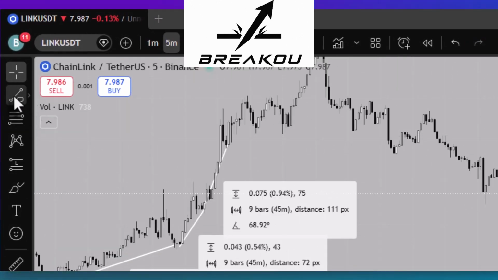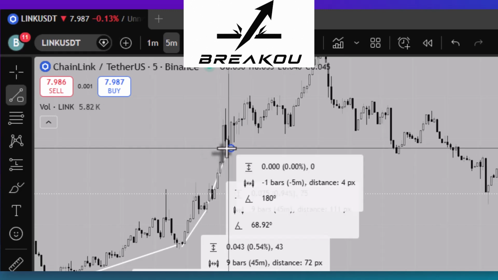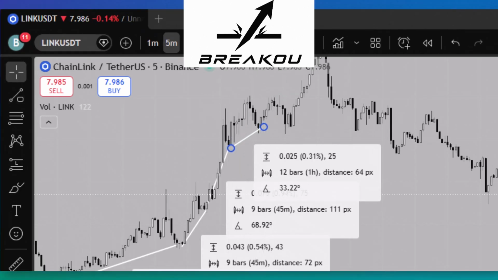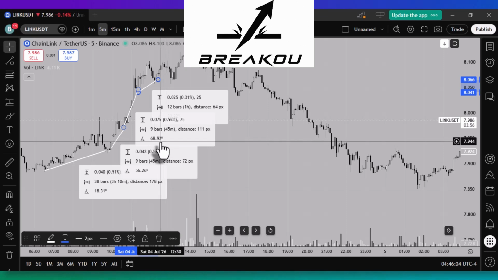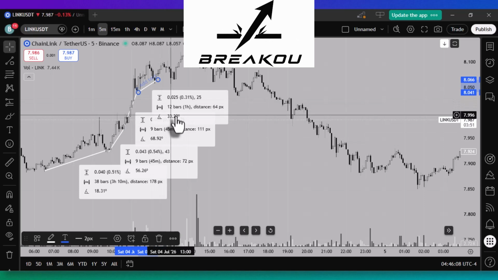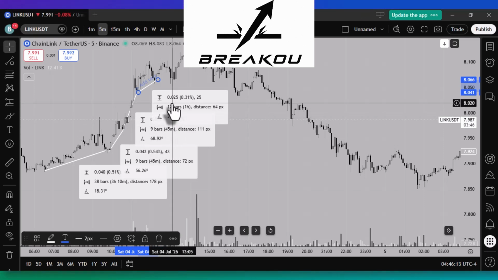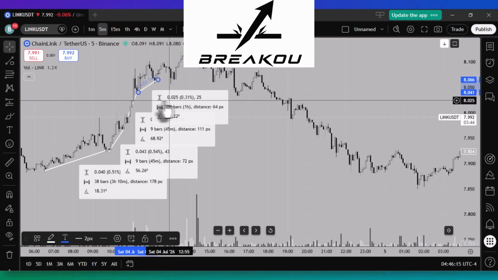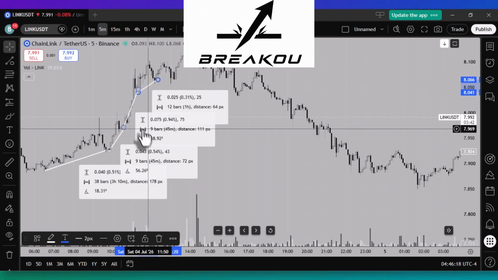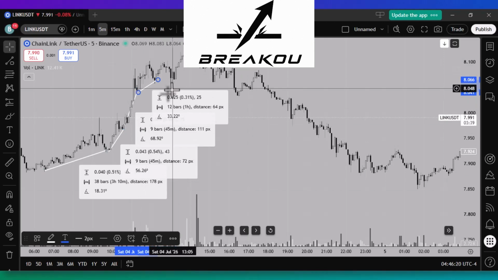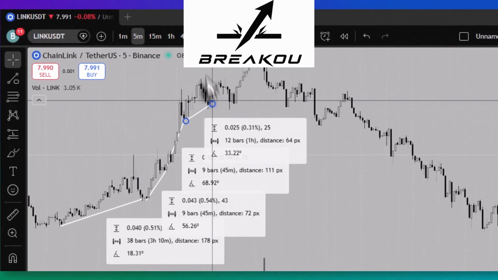And now I want to connect another higher low with the info line. As you see here, this angle is smaller than this angle. This angle is 68.92 and this angle is 33.22. This angle is smaller than this angle. It means the trend is changing from uptrend to downtrend.